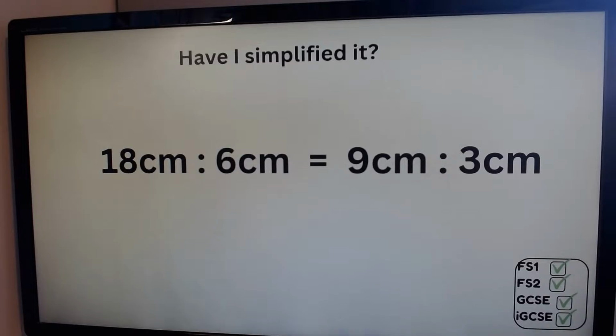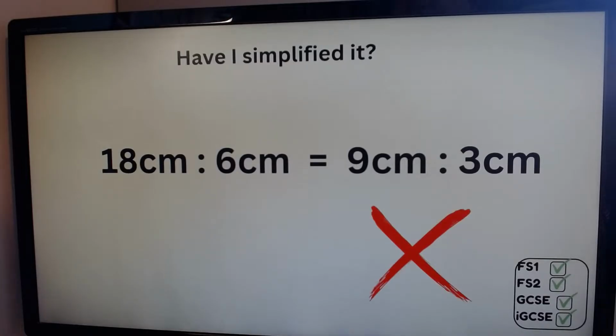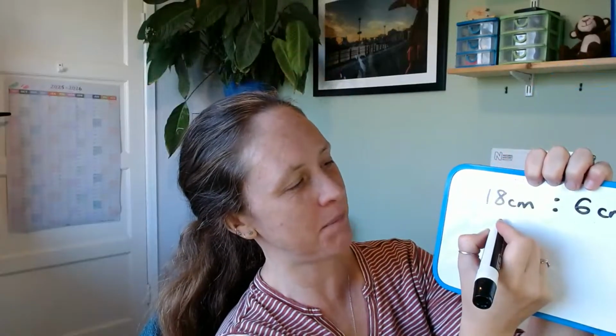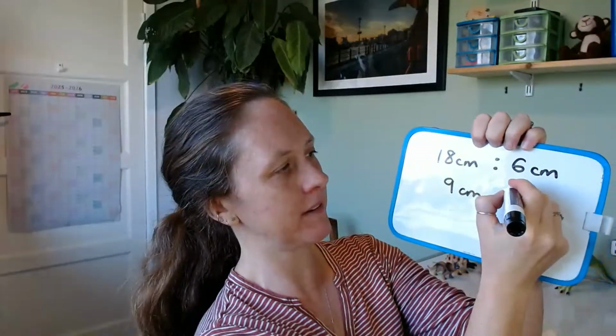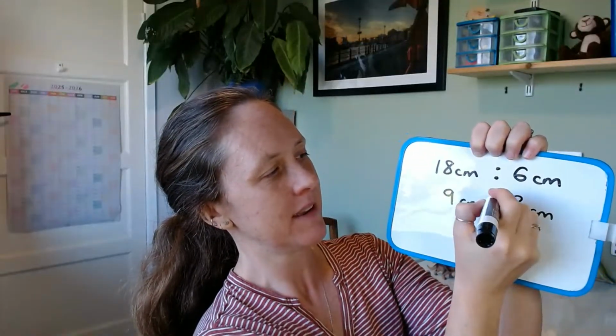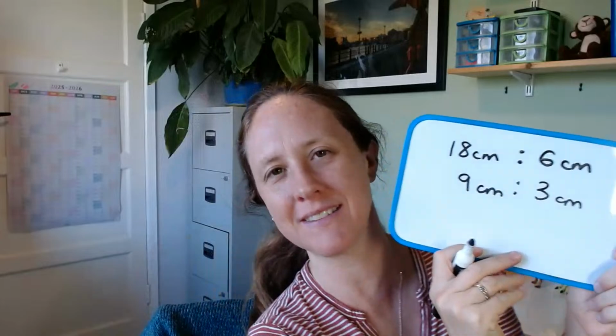Okay. This one, no. The answer is no. I've been a little bit tricksy again, because I have simplified it, haven't I? I divided the 18 by 2 to get 9 centimetres, and I divided the 6 by 2 to get 3 centimetres. But I haven't fully simplified.